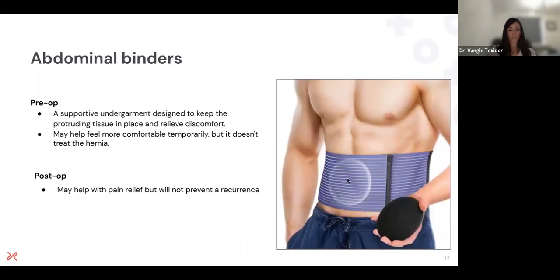So abdominal binders, they're just for support. Binders don't keep the hernia from getting bigger. They don't decrease recurrence rates after surgery.